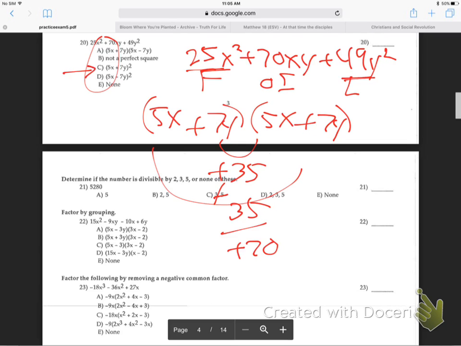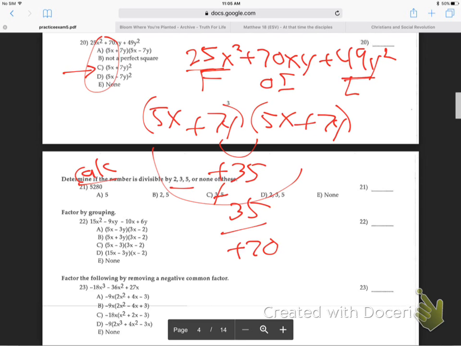Let's see, right? 21. Just use your calculator. Just find out which ones divide, right? 5280. Try dividing by 2, 3, and 5. We had the shortcut rules, but I'm going to move on, if that's okay. Coming down to 22.